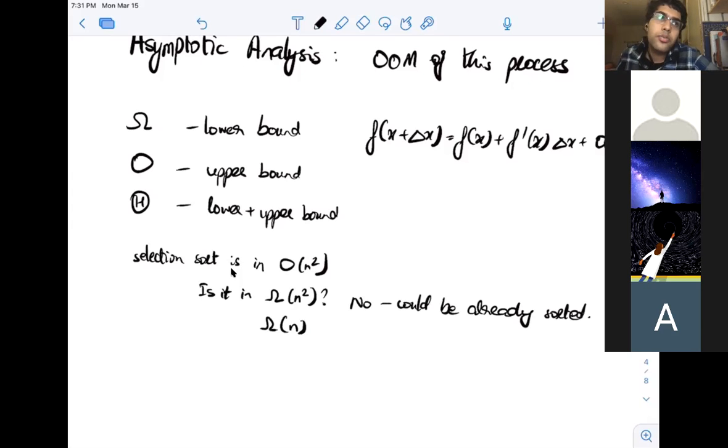And we use theta to refer to when the lower bound equals the upper bound, when I'm in omega of something and O of something, and those two things are the same. Yeah.